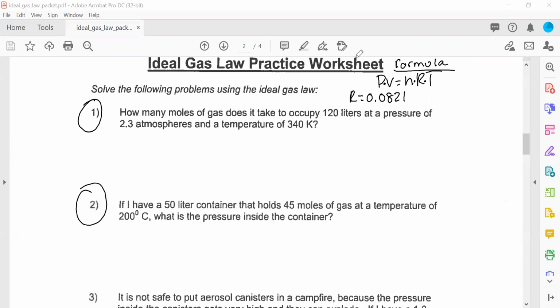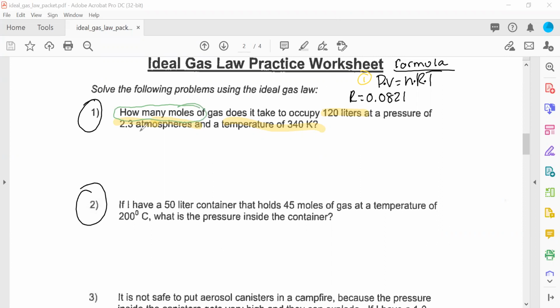It says, how many moles of gas does it take to occupy 120 liters at a pressure of 2.3 atmospheres and at a temperature of 340? So first thing you guys gotta do, other than writing the formula, is figure out what they're asking for. So they're asking for number of moles.